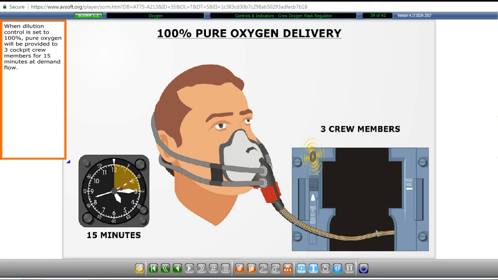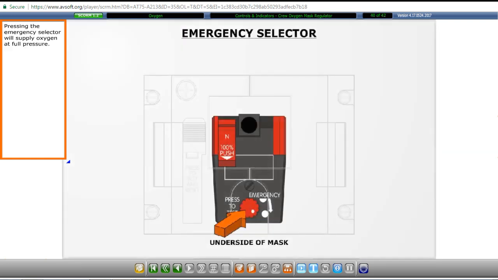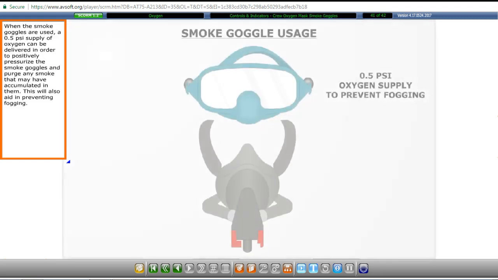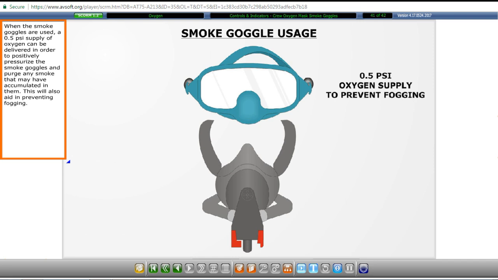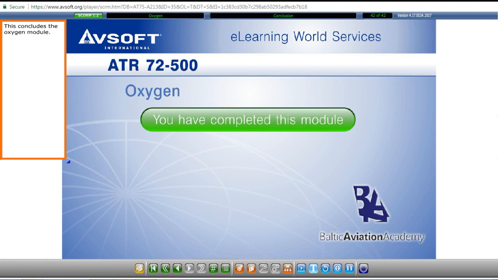When dilution control is set to 100%, pure oxygen will be provided to 3 cockpit crew members for 15 minutes at demand flow. Pressing the emergency selector will supply oxygen at full pressure. When the smoke goggles are used, a 0.5 psi supply of oxygen can be delivered in order to positively pressurize the smoke goggles and purge any smoke that may have accumulated in them. This will also aid in preventing fogging. This concludes the oxygen module.